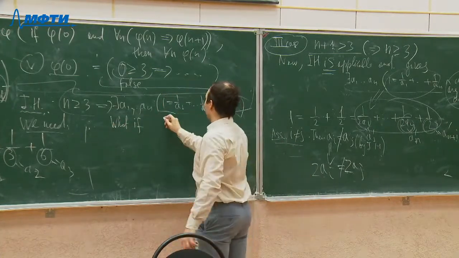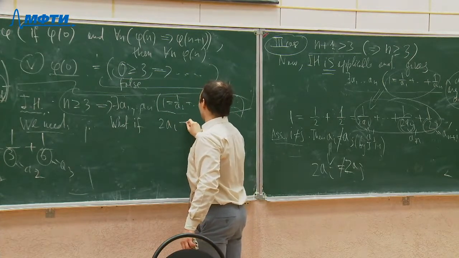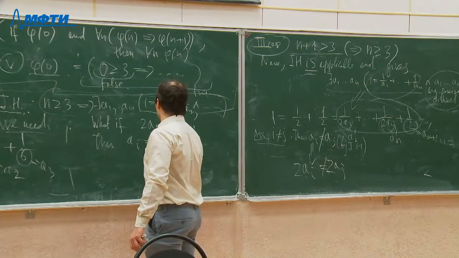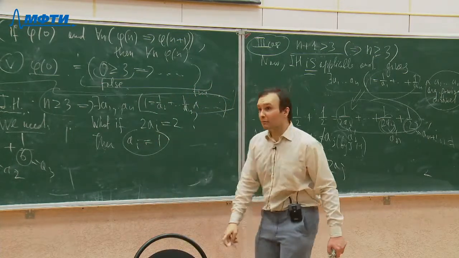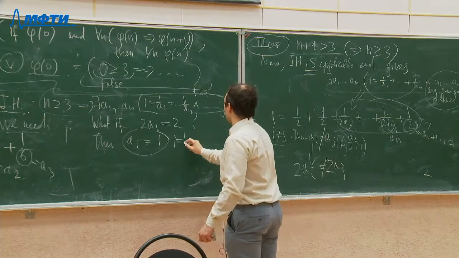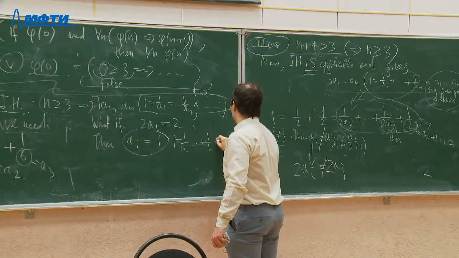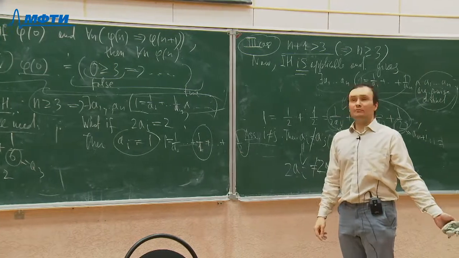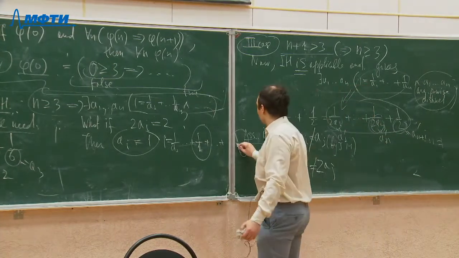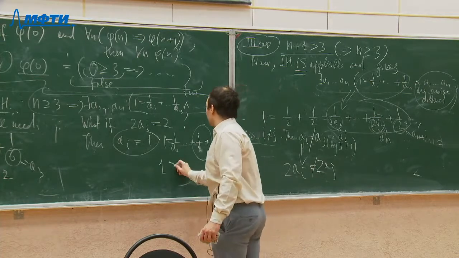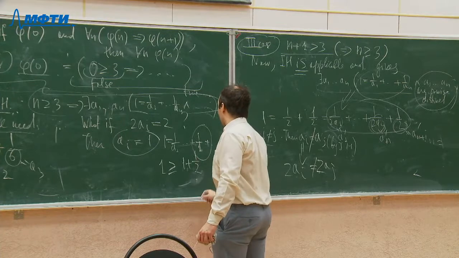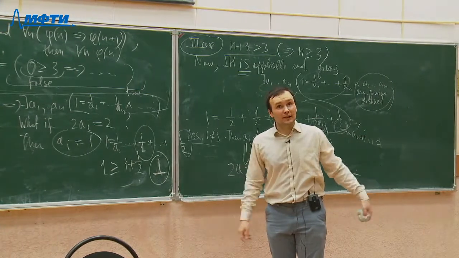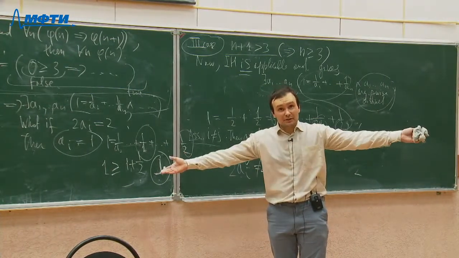But what if some twice ai equals 2? Then, of course, ai equals 1. That means that in our sum we have this and that. That's not possible. That means that 1 is at least 1 plus 1/2, which is clearly not true. Is it clear? Any questions?